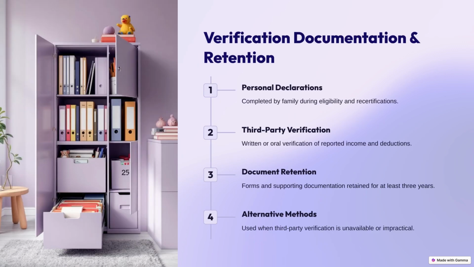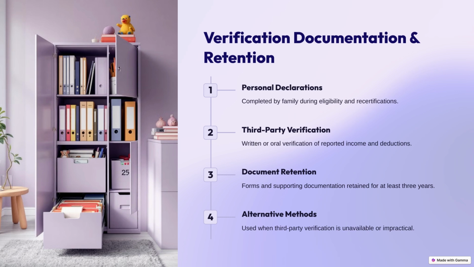Keeping track of verification documentation is just as important as the verification process itself. Here's what we need to do. We start with personal declarations. These are completed by the family when they're applying for eligibility or during recertifications. Then, we need third-party verification. This can be either written or oral verification from an outside source. It's also crucial to retain all of this documentation. Document retention means keeping all the forms and supporting documentation for at least 3 years. Finally, there might be times when we can't get third-party verification. In those cases, we can use alternative methods, like tenant-provided documents, but these must be documented as well.